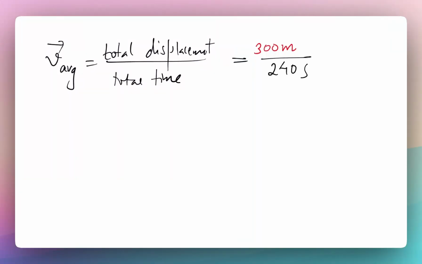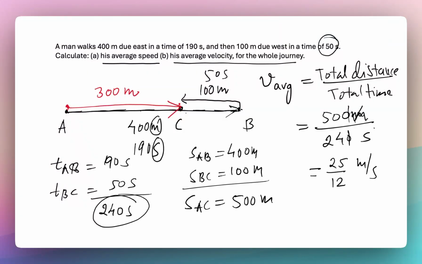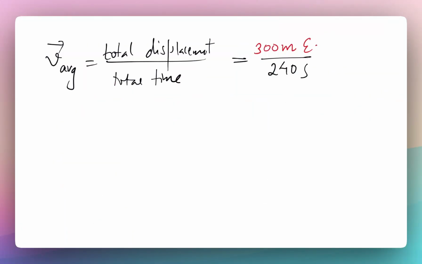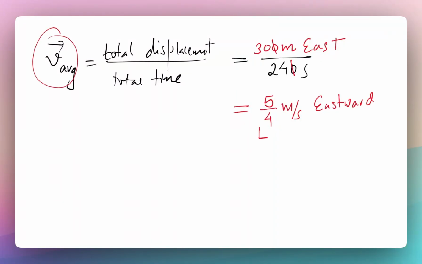We also have to provide a direction. Direction, as you can see, from A to C is towards east, right? So towards east. So now this is complete. Now we can cut this one. So we'll get 30 by 24. So that's going to be 5 by 4 meter per second eastward. Okay, so that's our average velocity, 5 by 4 and eastward.